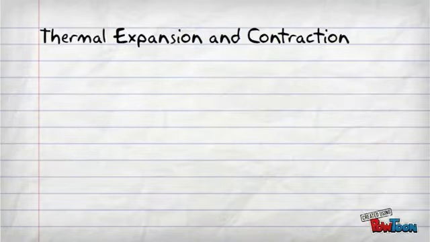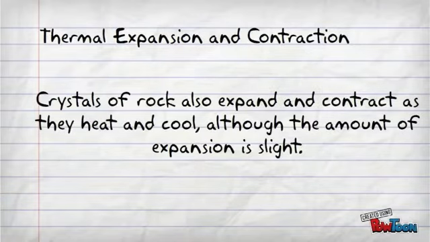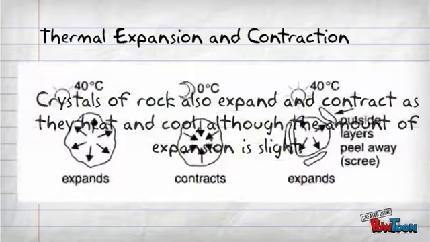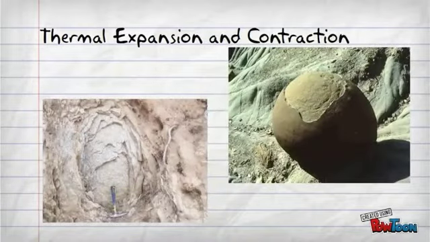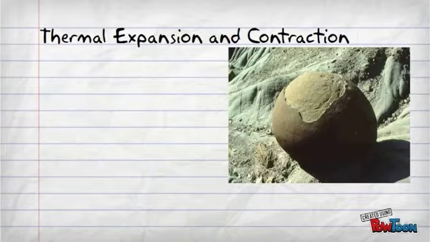In environments in which temperature extremes are common, this expansion and contraction can loosen grains of rock enough to cause weathering. For example, in desert regions, the temperature may rise and fall as much as 40 degrees Celsius from night to day. This change is enough to cause measurable weathering over many years.